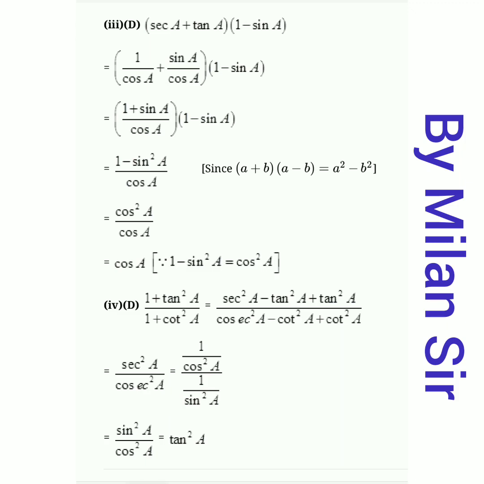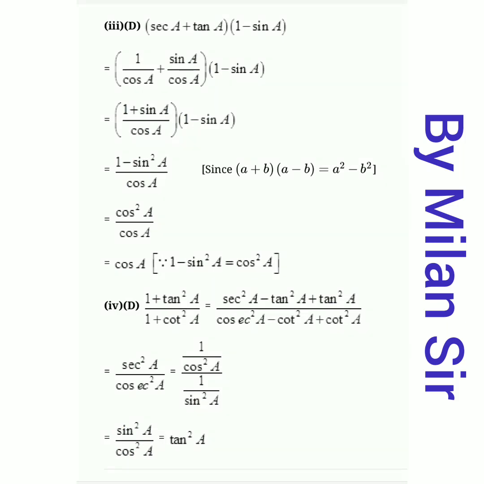Now the denominator goes in the numerator, so in the numerator sin square A, and the denominator of the numerator goes in the denominator, so cos square A is in the denominator. Now sin square A upon cos square A. Sin theta upon cos theta is the formula of tan theta. Here square is there, so tan square A.